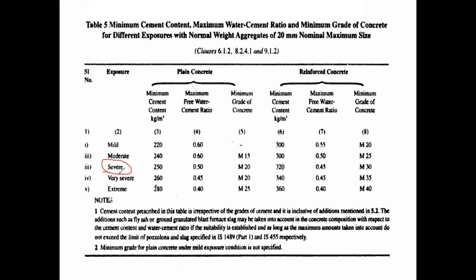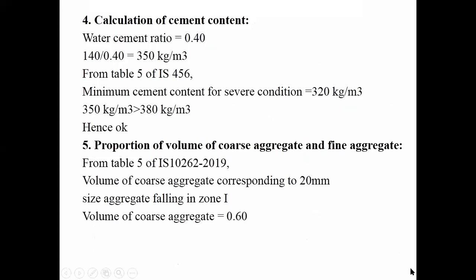See, in the question they have given the exposure condition as severe, right? For severe condition, the minimum cement content in reinforced concrete is 320 kilogram per meter cube. You can see the unit here, 320 kilogram per meter cube. So again moving on to that slide, this is 320 kilogram per meter cube according to table 5 of IS 456. It's better to write the class number and the table number also here.